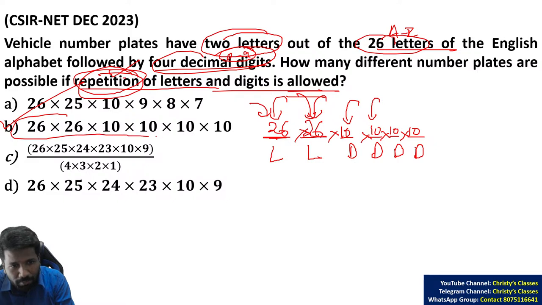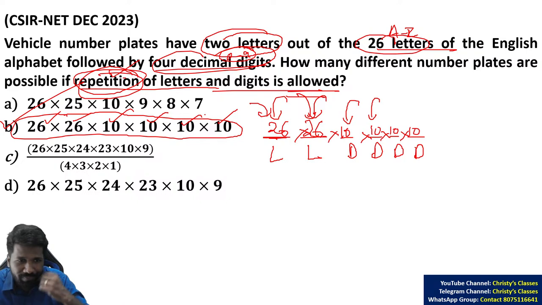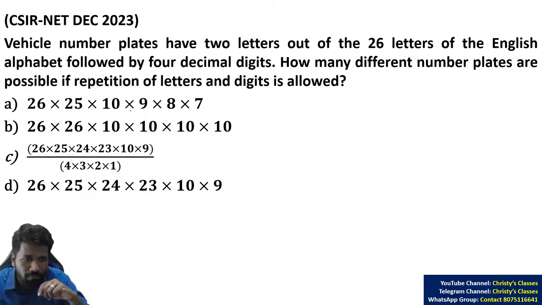In that GATE exam question, instead of the expression, the value itself was given. That is a little more tricky, tricky in the sense of time consuming, because you have to calculate. Here you don't have to calculate anything. You just have to look at the options and say which will be correct. I hope all of you understood it. So a bonus question for all of you: if repetition of letters and digits is not allowed, what will happen?